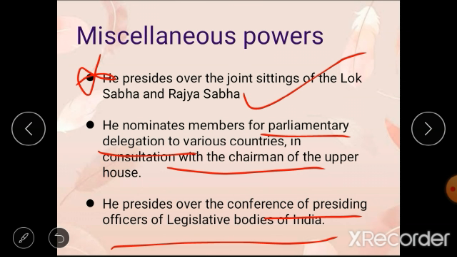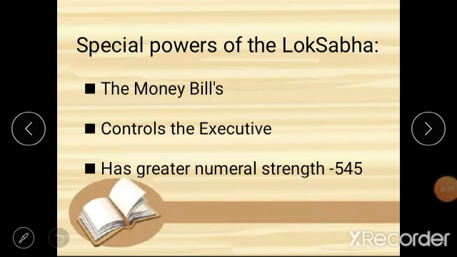So you have to go through all the powers and functions of the speaker. Next we'll see the special powers of the Lok Sabha. What are the special powers or the advantages of the Lok Sabha? Of the two houses of the parliament, that is Lok Sabha and Rajya Sabha, Lok Sabha has the upper hand and has special advantages of its own. So let's see what they are.